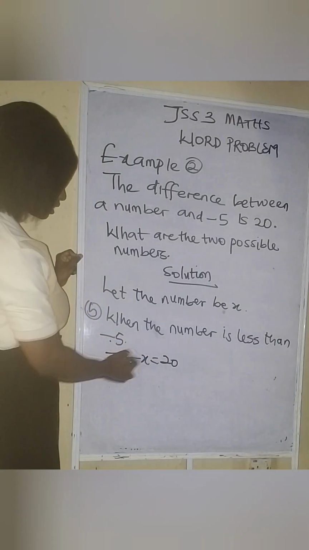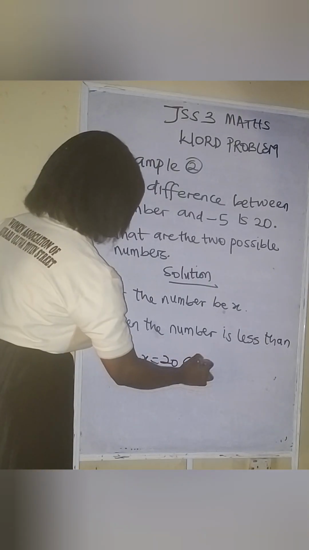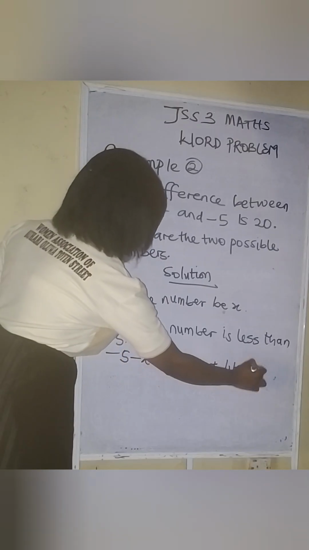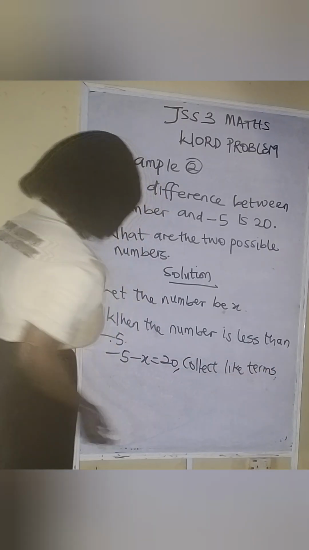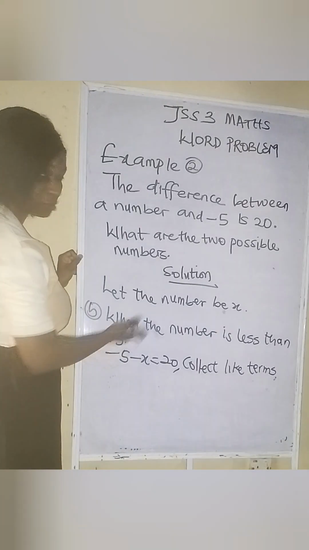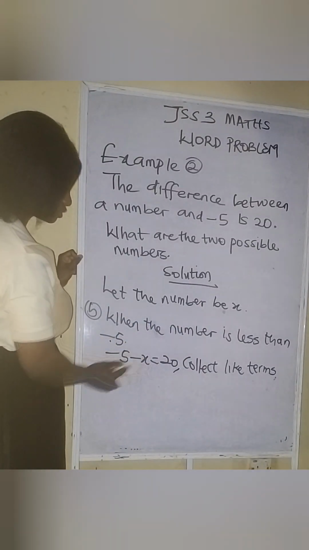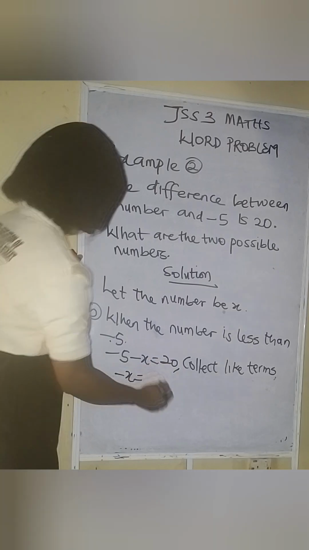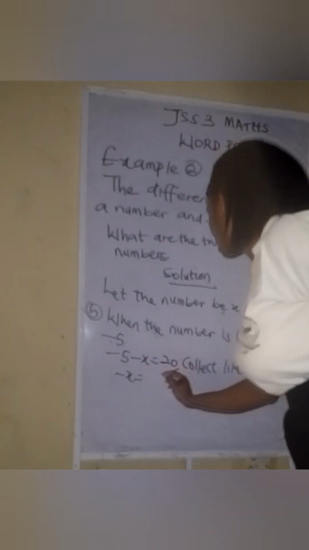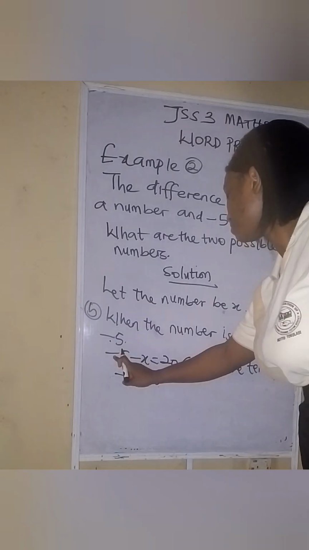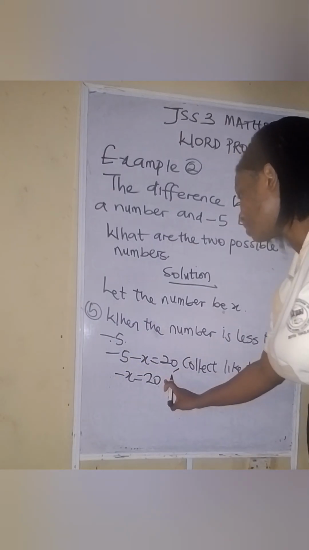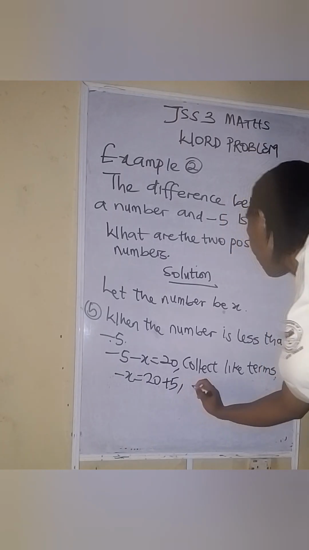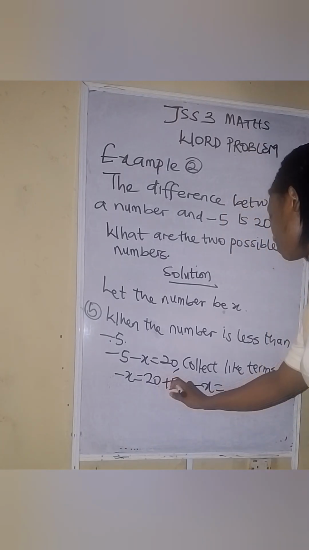So now let's collect like terms. All the alphabets will stay on one side, and the numbers will stay on the other side. So we have one alphabet here, which stays on this side, minus x equals, and we have 20 on the other side. We have a minus 5 here. When this minus 5 goes to the other side, we change it to plus 5. Are you seeing it now? So minus x equals 20 plus 5, which is 25.